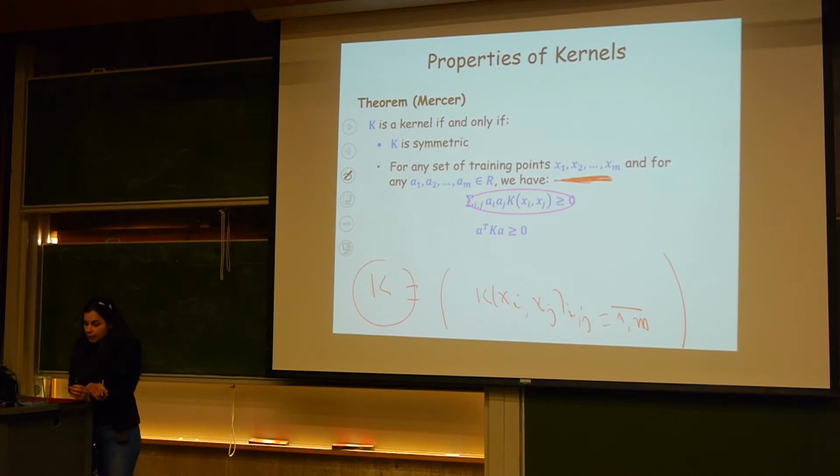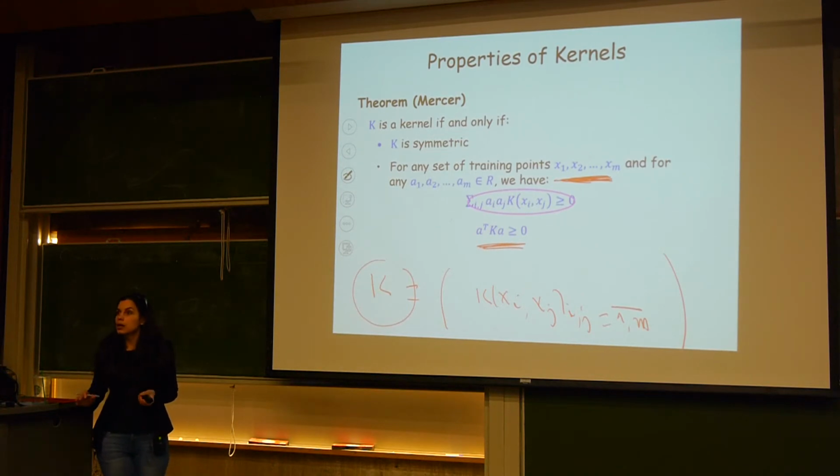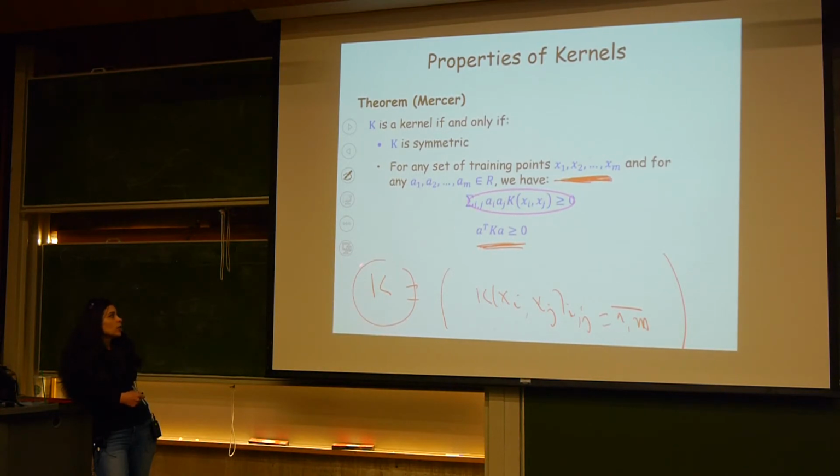Okay, meaning that if I take any m-dimensional vector a, and I think about a transpose K a, this is greater than or equal to 0. Okay, so this is a necessary and sufficient condition for a pairwise function K to be a kernel. It's called the Mercer theorem. Okay, so K is a kernel if it's symmetric, and moreover, for any set of points from the original instance space, the corresponding kernel matrix, which is a matrix that has m squared entries, where entry ij corresponds to the kernel computation between xi and xj, is positive semi-definite, meaning that for any vector a in R^m, a transpose K a is greater than or equal to 0.